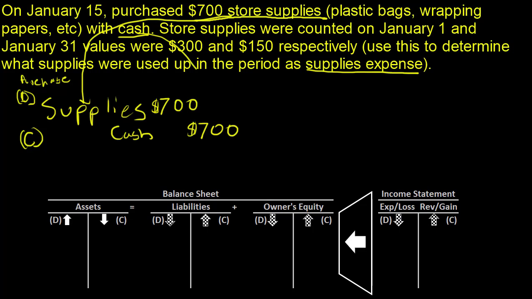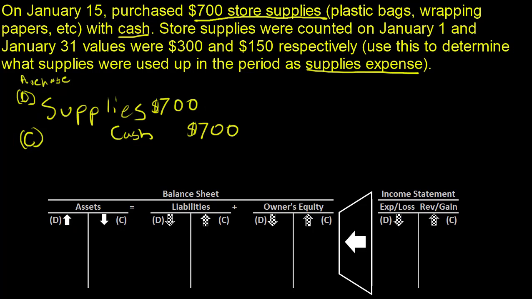So this is where the store supplies comes from, and this is where the cash comes from. And this makes it all in balance because we're debiting supplies and we're also crediting cash. So supplies are going up in equal amount as cash is going down. 700 up, 700 down, everything's in balance. All right, so let's go to the other part of this journal entry.